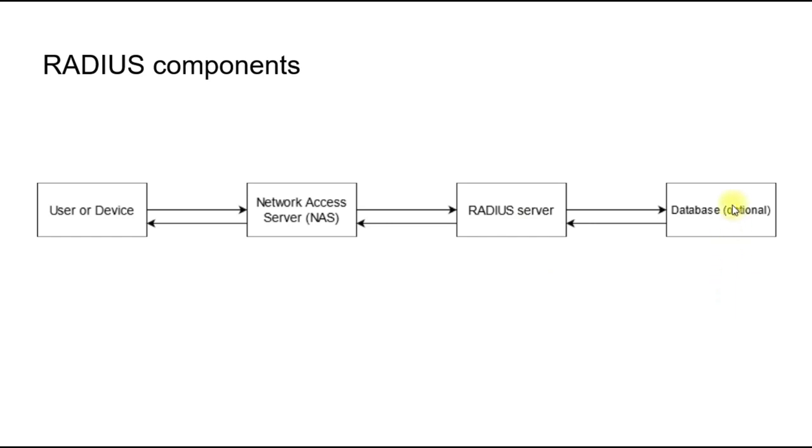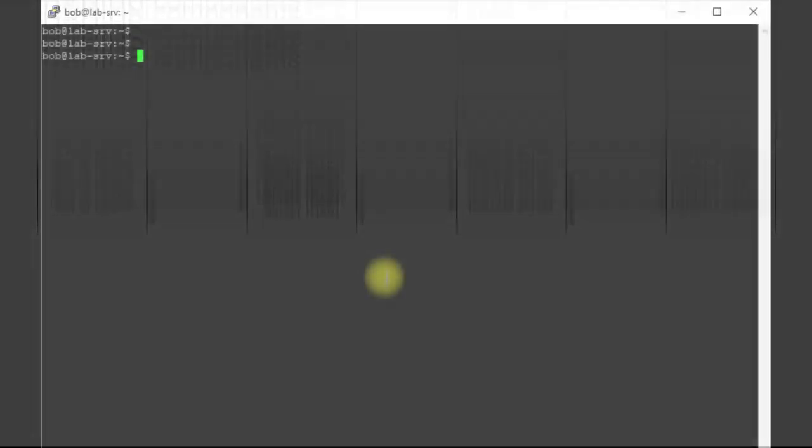Finally, you have the database, which is optional. The purpose of the database is to store identities. For instance, you can use MySQL or LDAP. And I say that it is optional because sometimes the Radius server itself stores these identities. Basically, this is how Radius works with its main components.